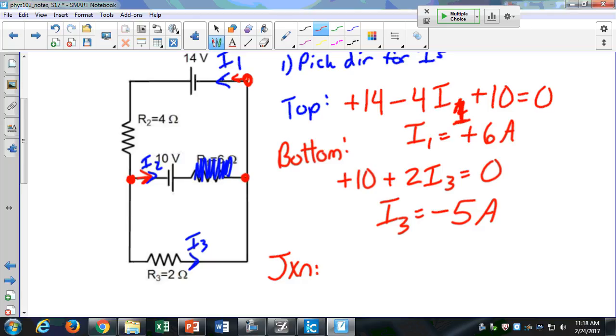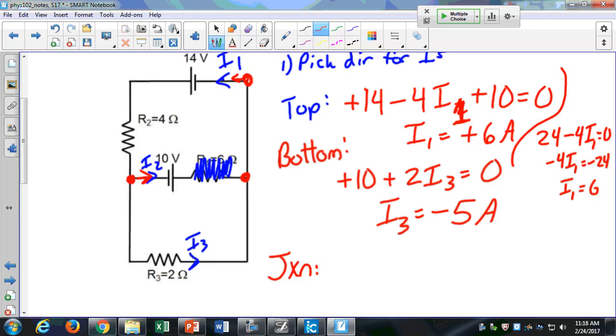Yeah, Brittany? Okay, let me break down the algebra a little bit more. So I have 14 plus 10 is 24, minus 4I1 equals 0. And so I have negative 4I1 equals negative 24. Divide both sides by negative 4, and I get positive 6 there. Sometimes I get my negatives wrong too, but a good way to check this is to take this and plug it back in up here. So that 14 minus 24 plus 10 equals 0.